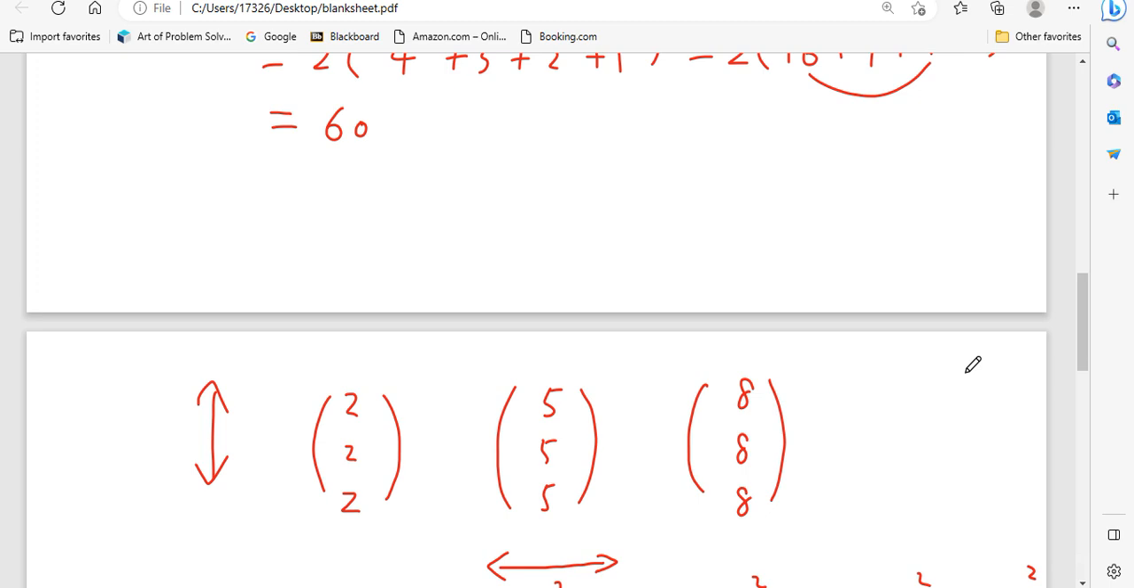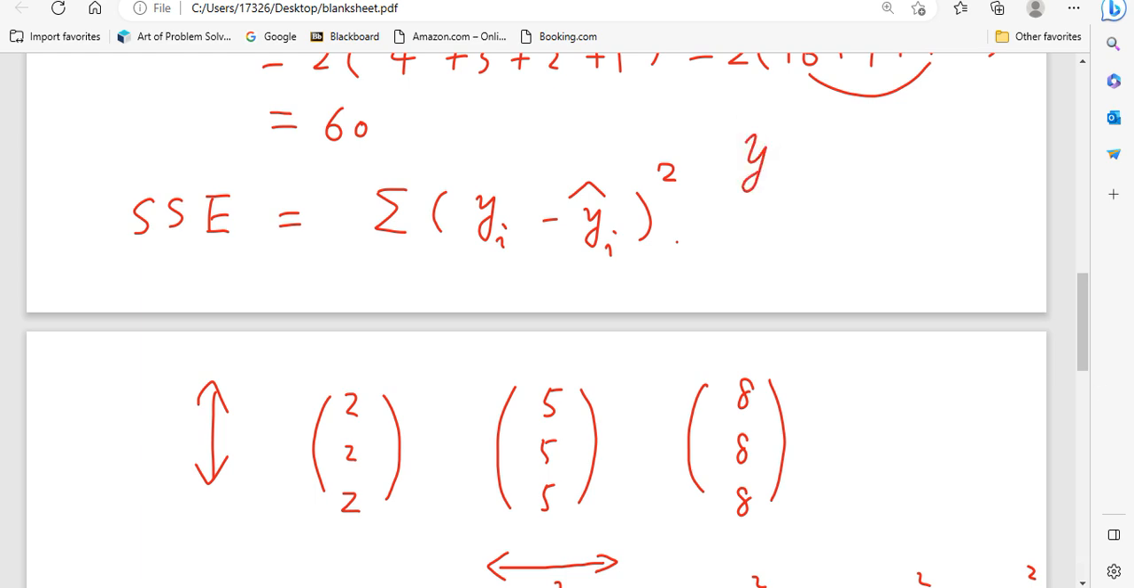What is SSE? So SSE is always equal to the sum of the true, observed y minus yi hat, squared. This is SSE. Okay. So here, what is yi hat? It is the expected data, or the data based on our assumption.